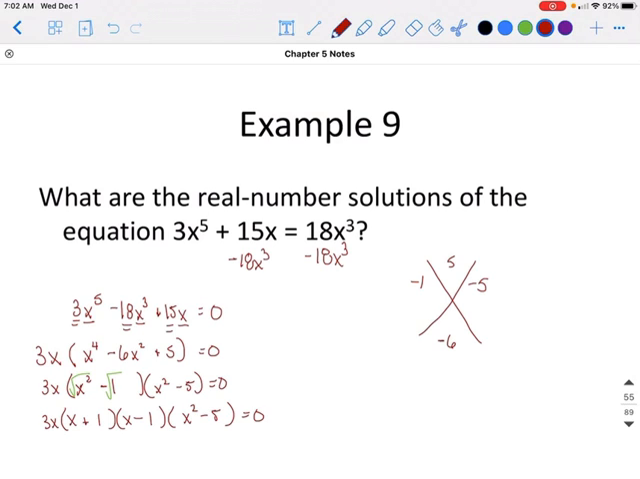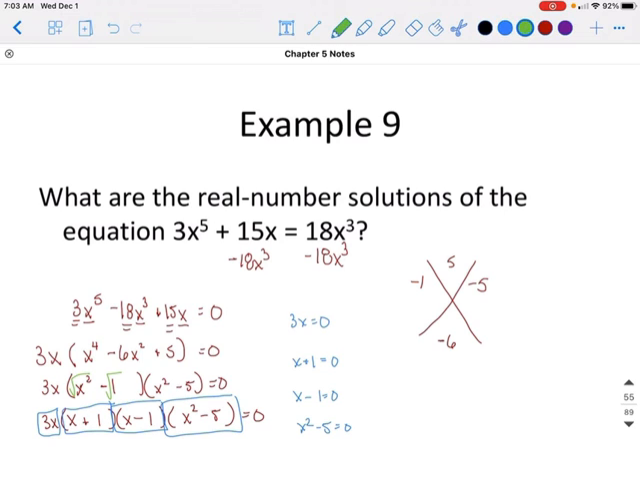Now it does tell us to find the solutions. That means we need to take each of these pieces and set each of them equal to 0 and solve. So we have 3x is equal to 0. We have x plus 1 is equal to 0. x minus 1 is equal to 0. And x squared minus 5 is equal to 0.